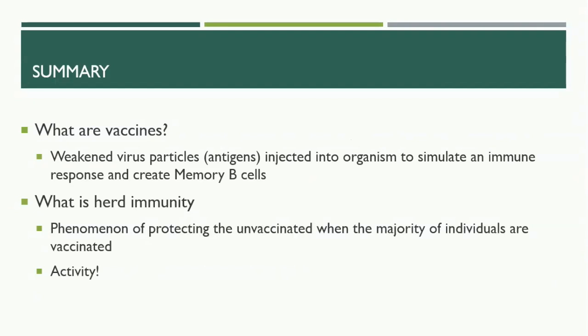Vaccines take advantage of the immune response by injecting weakened virus particles into the body to simulate an immune response and create memory B cells. Herd immunity is the phenomenon of protecting unvaccinated individuals, but only if the majority of the community is vaccinated. To further demonstrate how herd immunity works, complete the herd immunity activity found in this lesson plan.